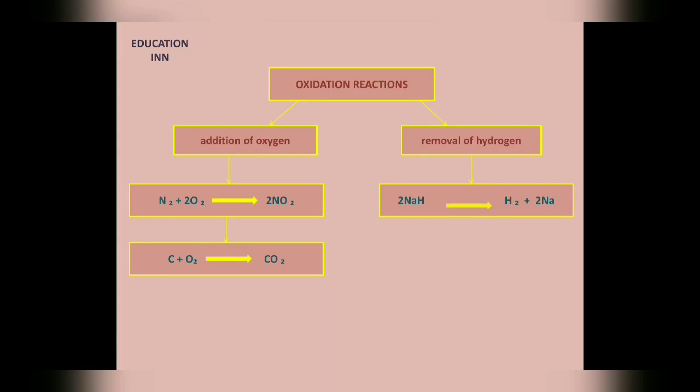For example, when sodium hydride is decomposed, it liberates hydrogen gas and sodium metal. Since hydrogen is being removed from sodium hydride, it is example of oxidation reaction. Similarly, when hydrogen sulfide is decomposed, it produces hydrogen gas and sulfur. Hydrogen is removed from hydrogen sulfide, so it is also example of oxidation reactions.